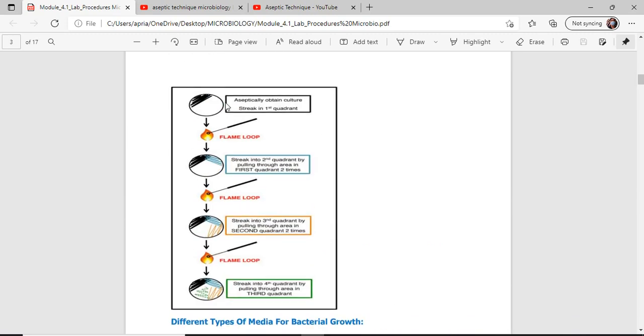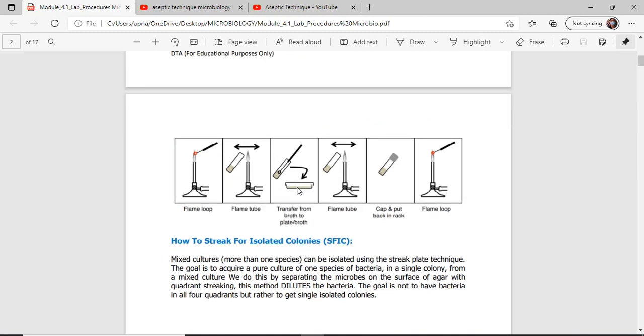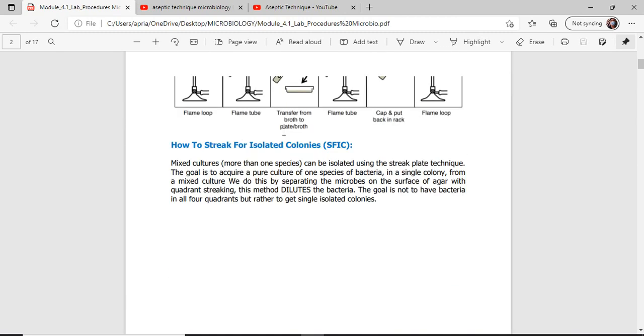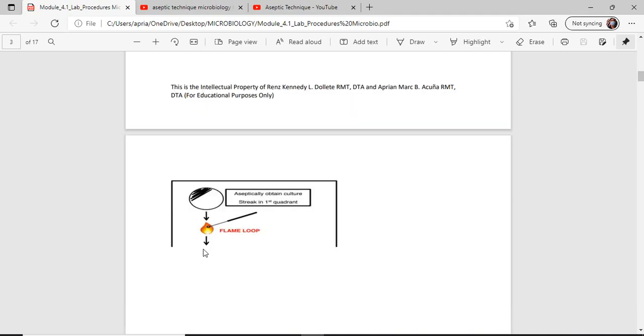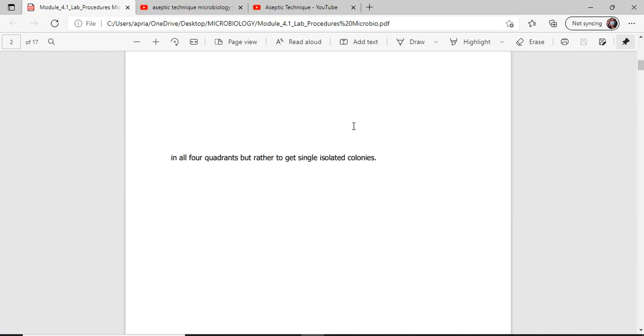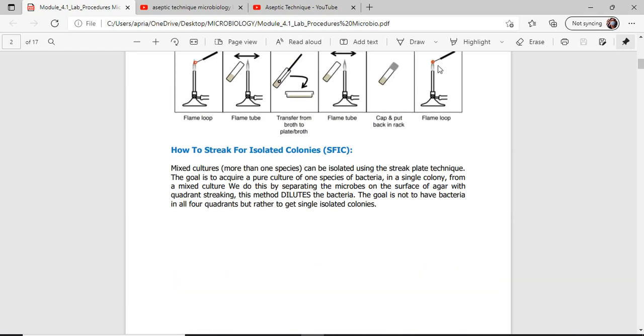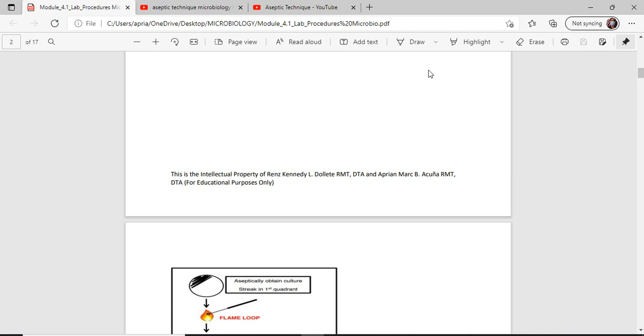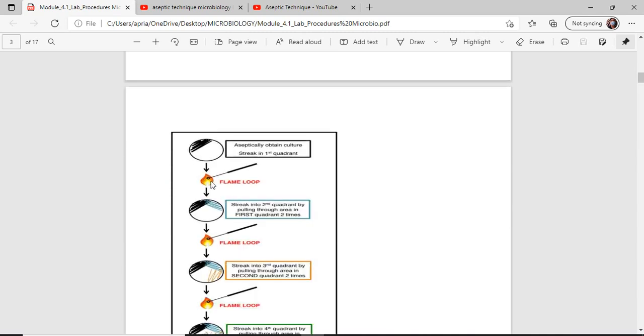You have here the streaking method. First, you streak, here is an example. The only one you streak is one side lang. After that, close mo na. Then also flame mo siya liwat with the use of that loop.